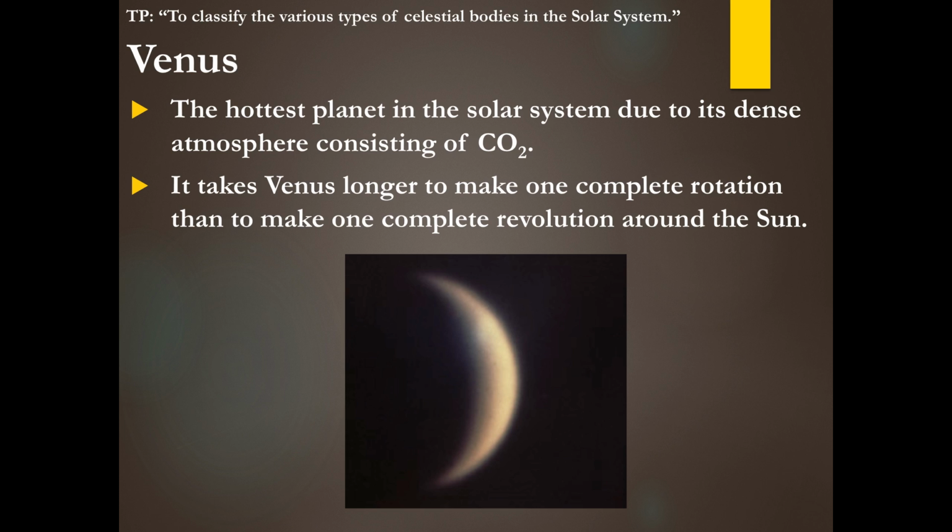Next, Venus. Venus is the hottest planet in the solar system due to its dense atmosphere consisting of CO2. CO2 is a greenhouse gas, and there is a lot of it within the atmosphere of Venus, trapping in the outgoing infrared radiation. If you were to land on the surface of Venus, you would be incinerated pretty quickly. Another cool thing on page 15 is that it takes Venus longer to make one complete rotation than to make one complete revolution around the Sun.